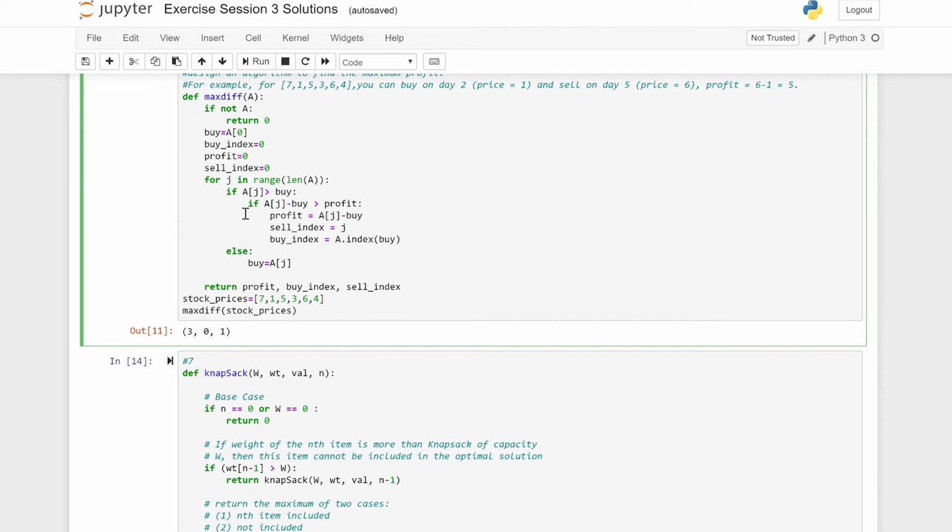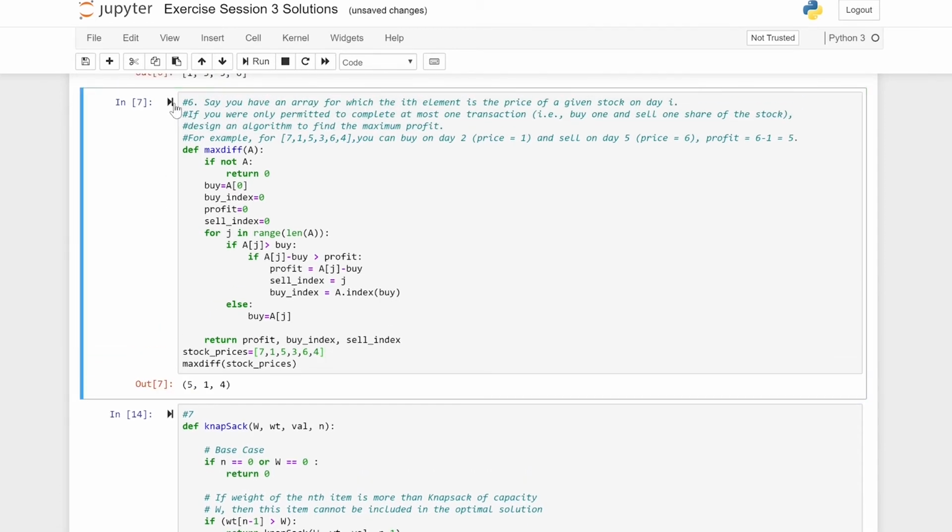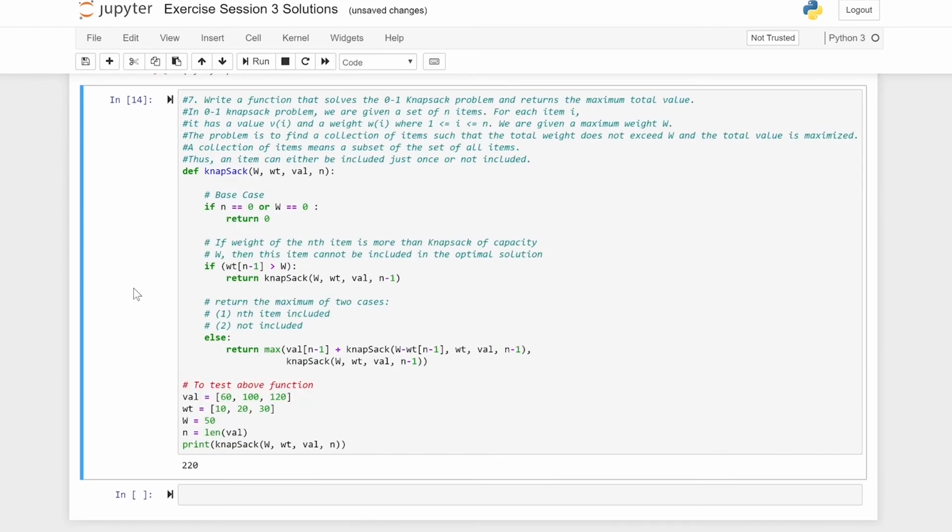Still in this for loop, and now j is 3. So yes, 3 is greater than buying price, but 3 minus 1 is not greater than profit, so this one failed. So j is 4, this is 6. Of course, it's going to give us this 6 minus 1, larger than profit. Profit was 4. With the new value, nothing is going to change, and our buying price is going to be 1, and the selling price is going to be 6, and the maximum profit is 5.